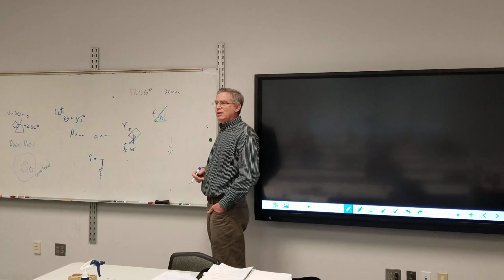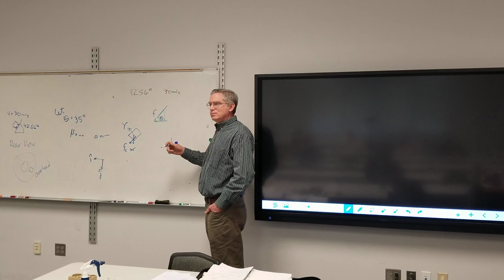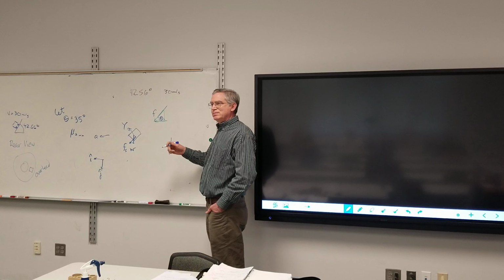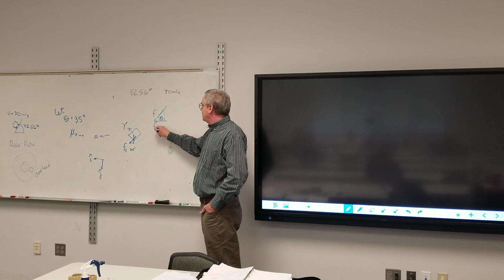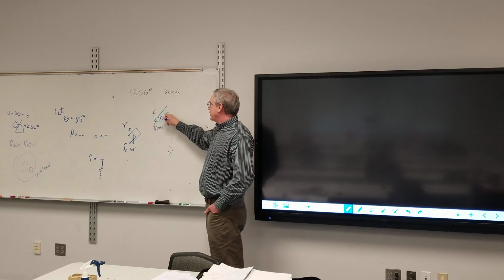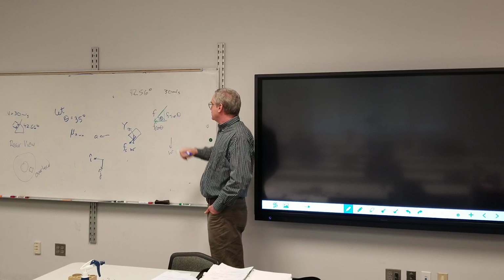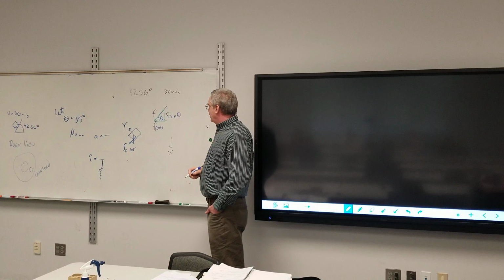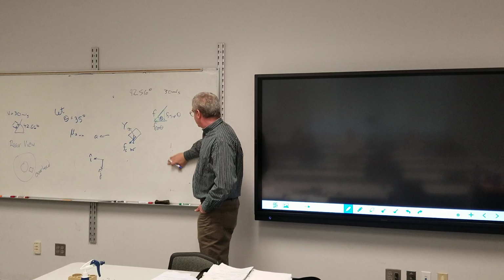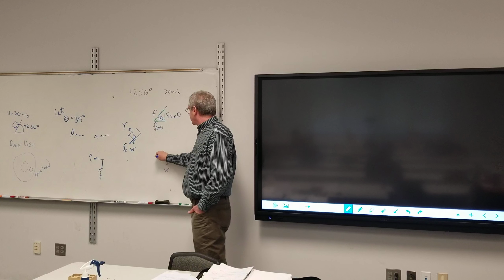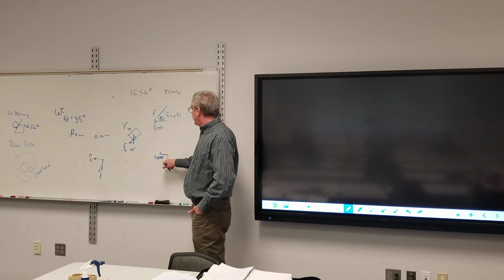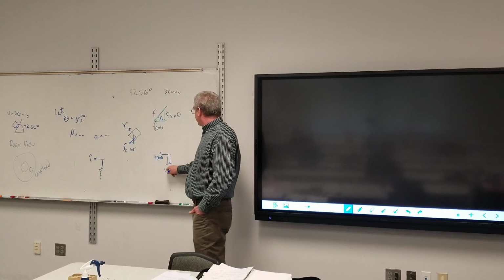Cosine is the horizontal. So F cosine of theta, and that would make this one F sine of theta. All right, so I've got, let me write this with a little more space. I've got my friction force going to the left, F cosine of theta, and down, F sine of theta.